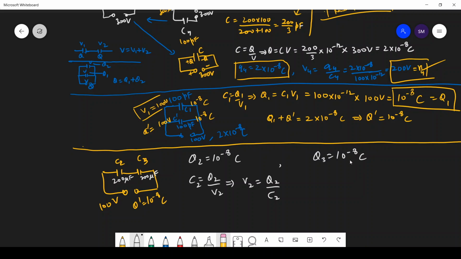You can find it from here also. You will find the answer as 50 volt. So Q2 is 10 to the power -8 coulombs divided by 200 picofarad. So 200 into 10 to the power -12, right? And this comes out to be 10 to the power -4. So 1 upon 200 into 10 to the power -4 will be 10 to the power 4. So 4 zeros, 2 zeros will be cancelled out, and it is 50.